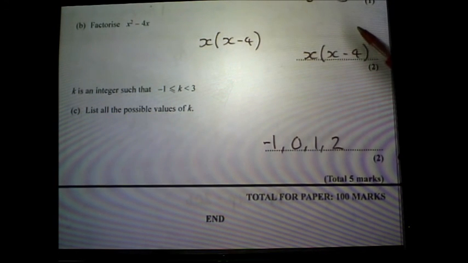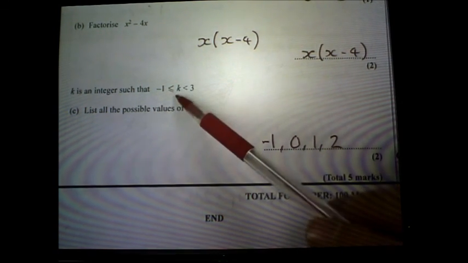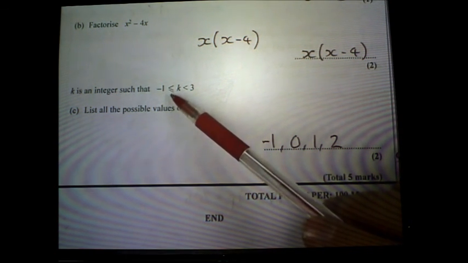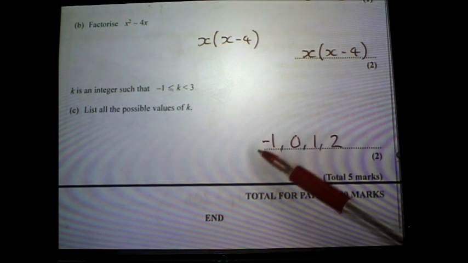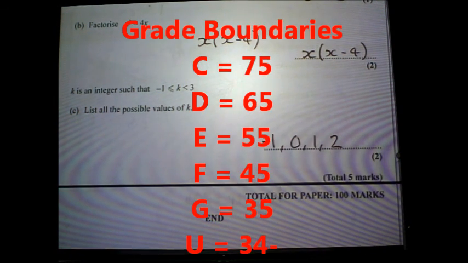And k is an integer such that it is greater than or equal to, that's what that line means there, minus 1, but less than 3. So it could be minus 1, 0, 1 or 2. It can't be 3 because it says there it's less than 3.